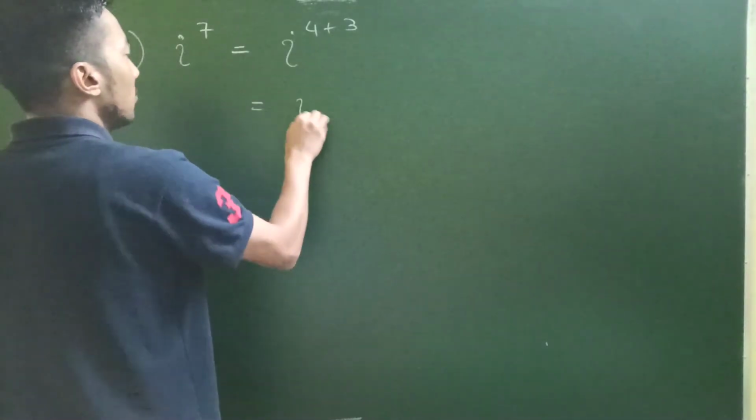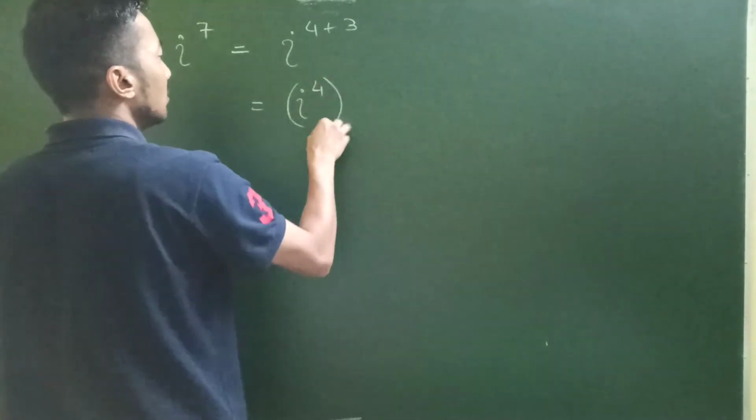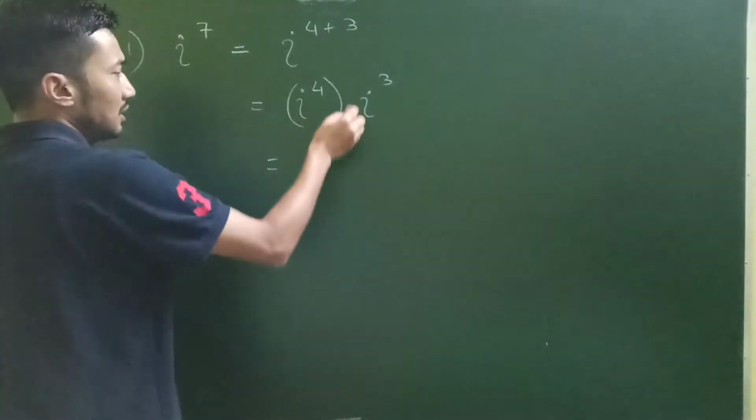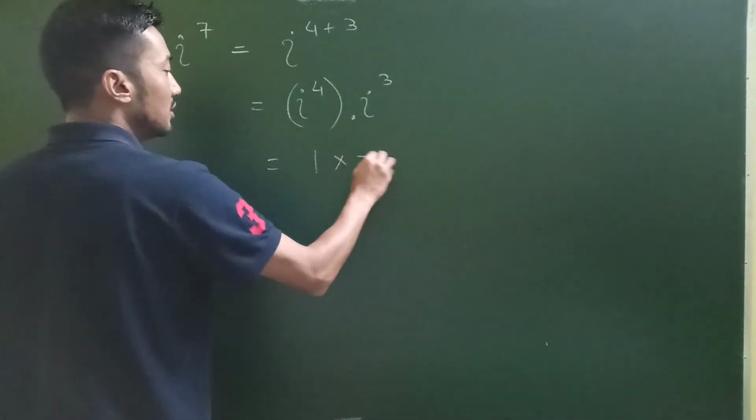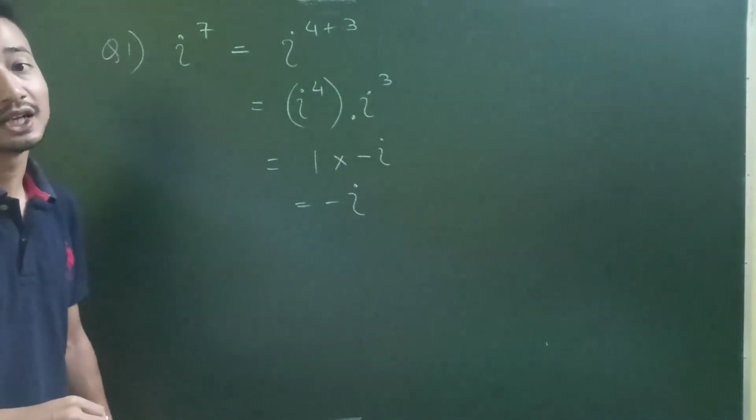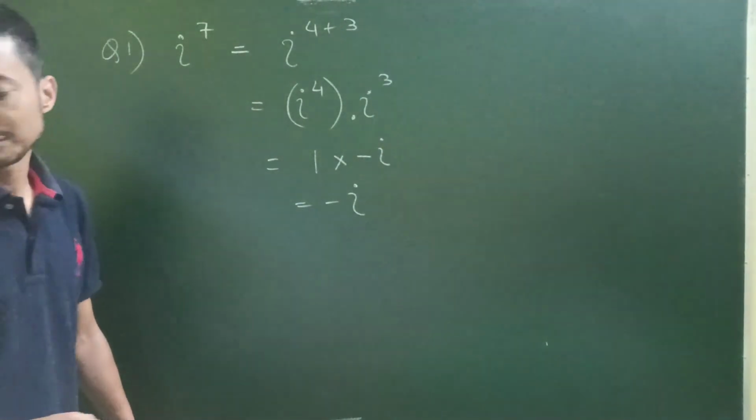So now this I power 7 can be written as I power 4 into I cube, isn't it? So now what is the value of I power 4? 1. What was the value of I cube? Minus I. So this value of course will remain as minus I. Got that? Okay, another problem.